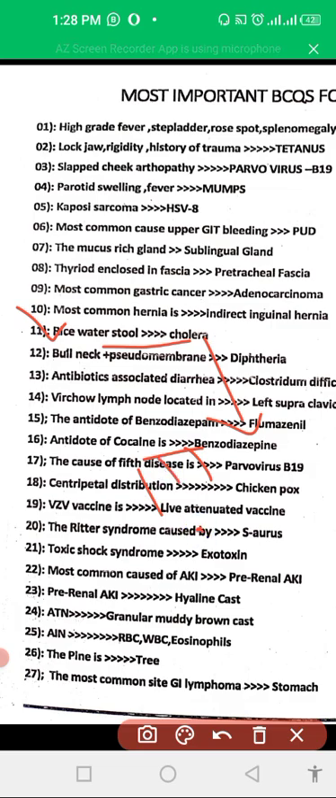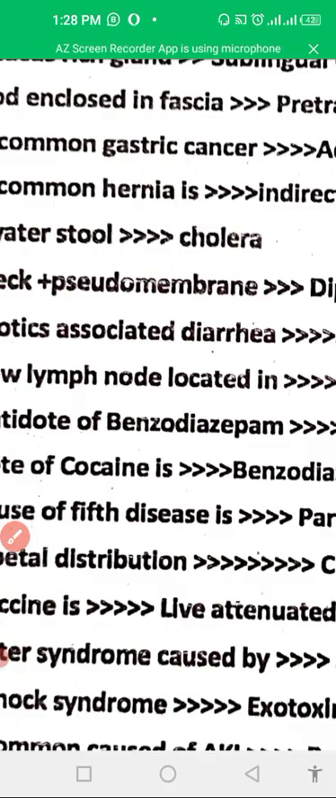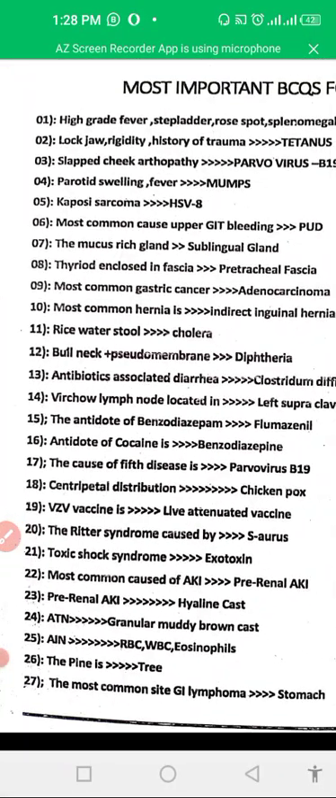Rice water stool is typical presentation of cholera, caused by Vibrio cholerae, O1 and O139 is the typical antigen of rice water cholera.